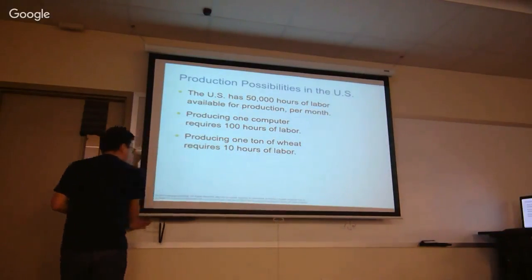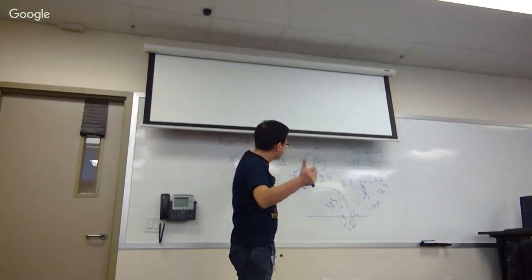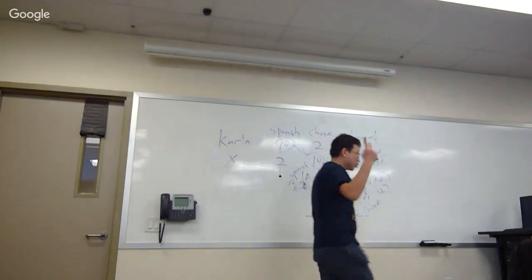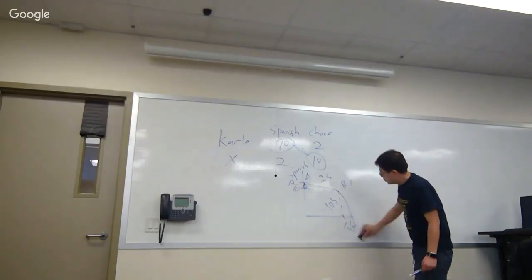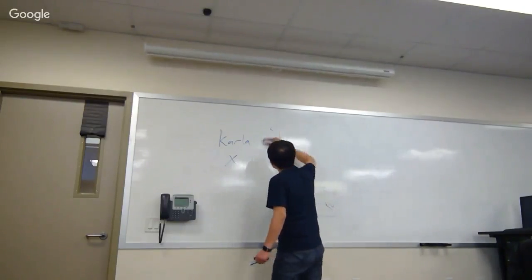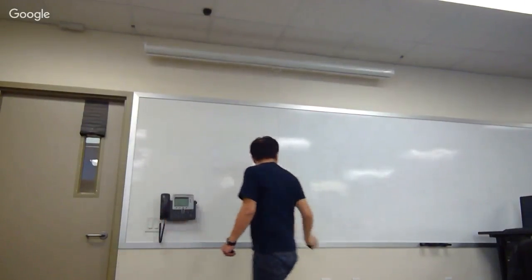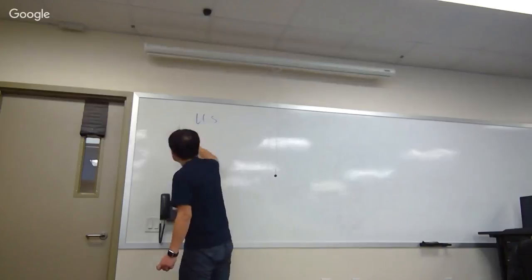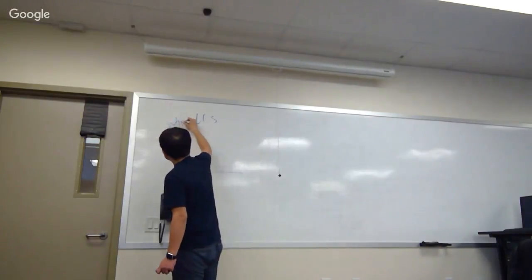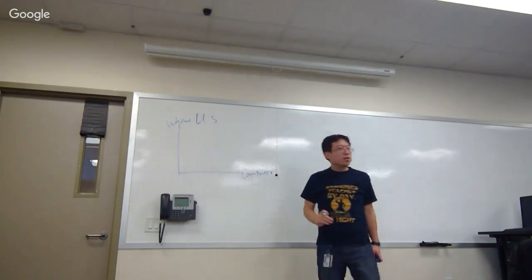For this PPF, we're gonna do a very simple one. Before in chapter 2, we did 5 different points A, B, C, D, E, and then did the connection. For now, we only use the 2 endpoints to draw a very simple PPF. So for the 2 endpoints for US, let's do wheat on the vertical axis, and computers on the horizontal axis.